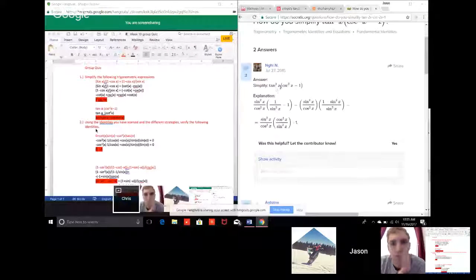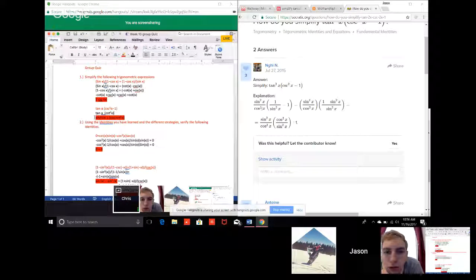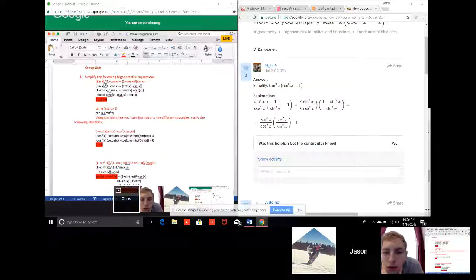Oh, this one's tan squared x. But I found something that's similar to it that might help us. They got it to equal 1, but that was because it's tan squared x. But what they did here is they made this one into 1 over sine squared x minus 1. And this one would just be sine x over cosine x because it's not squared. Okay, hold it right there.